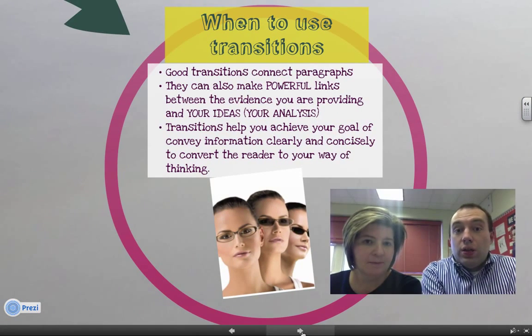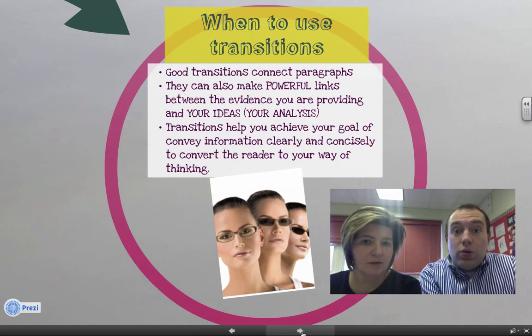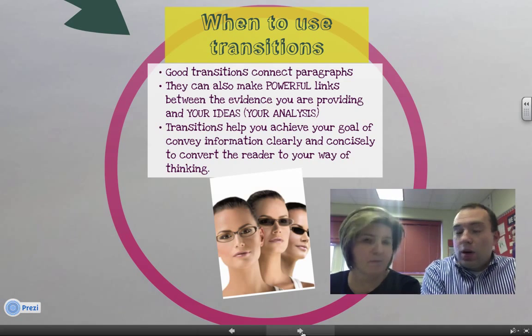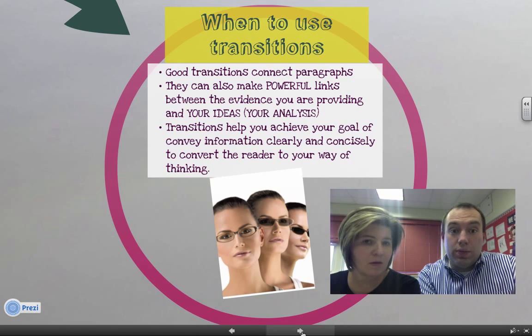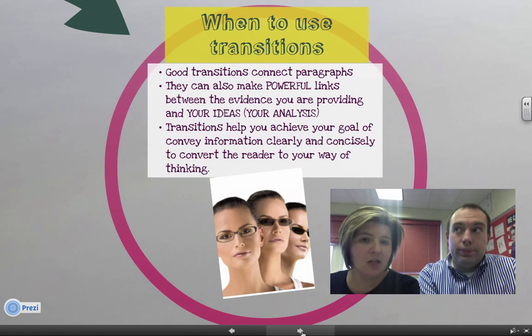So when do you use transitions? Well, good writers will use transitions to connect paragraphs. So a topic sentence, as we oftentimes call it. So the first sentence of a new paragraph should always be a transition. But transitions can also be used throughout the body paragraph, and they're really important in helping you link your evidence to your analysis or your ideas.